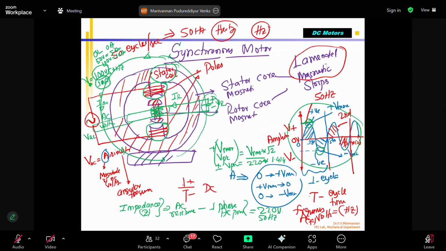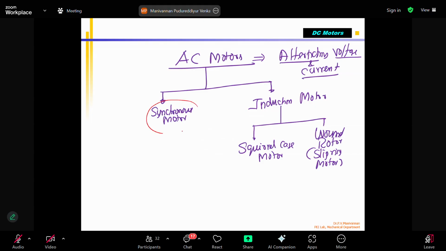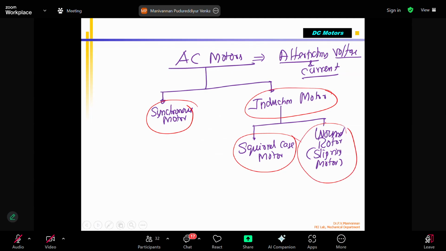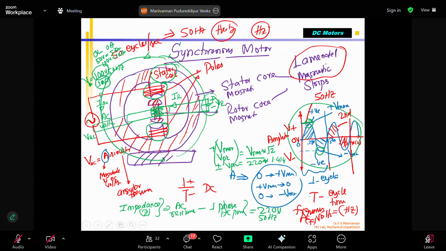Okay, we talked about the AC motor. In AC motors, there are 2 types, as I told you in the previous class: the synchronous motor, and the other one called the induction motor. In the induction motor, there are 2 types: squirrel cage and wound rotor, or slip ring type motor. These are the 2 types. Then I started with the synchronous motor.